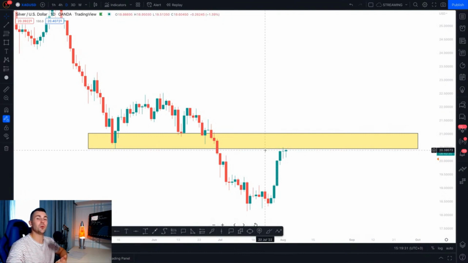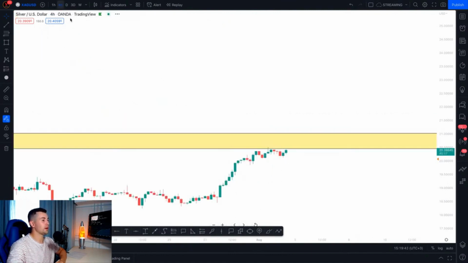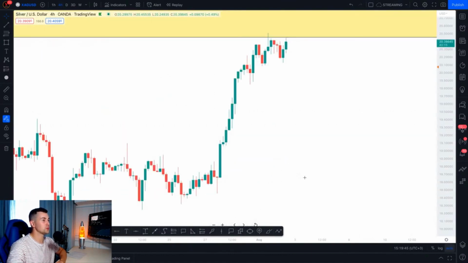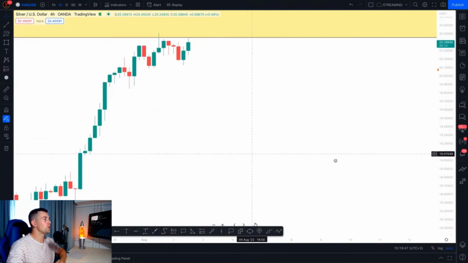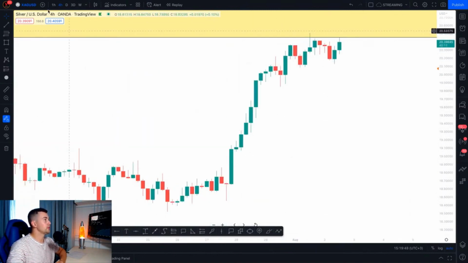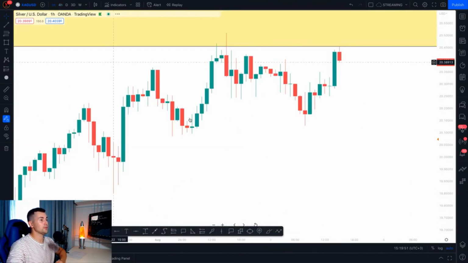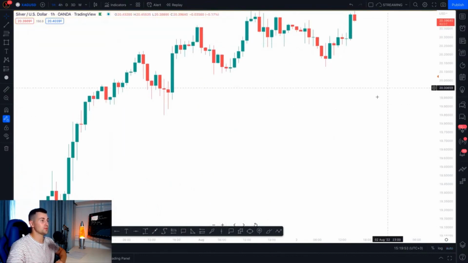And as we know, a doji candle being formed on a key level is a very important bearish clue. So then I was monitoring lower time frames and I was looking for a confirmation to short silver. On 4 hour for now I see nothing, but on an hourly time frame I spotted multiple confirmations.